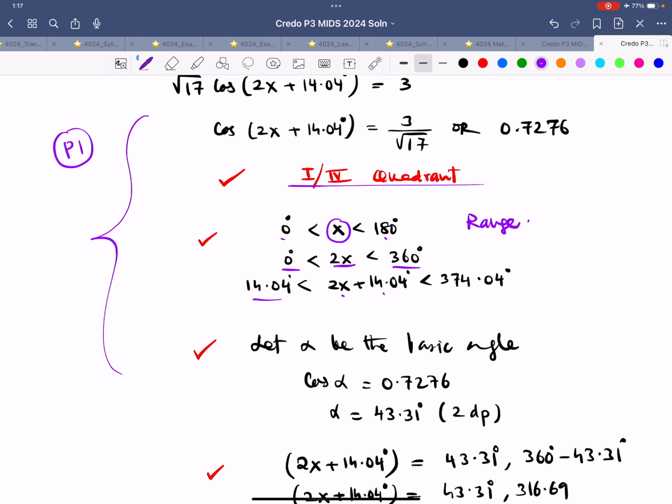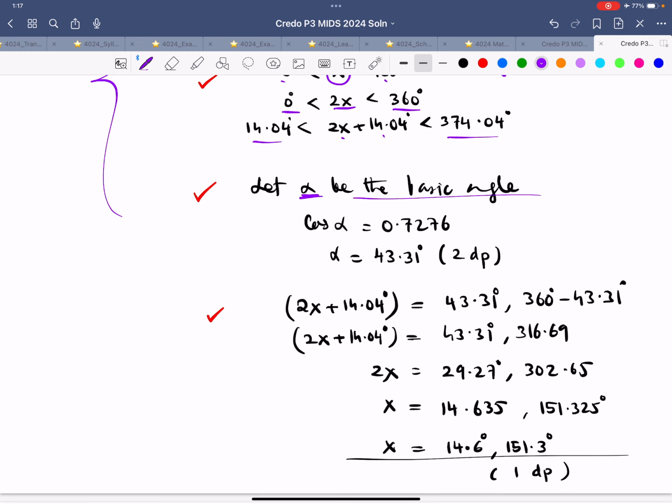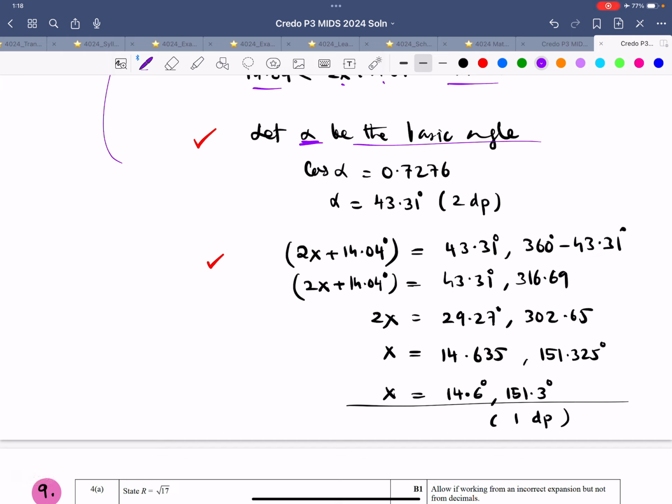2x plus 14 lies between such and such. And let alpha be the basic angle. This is another alpha. That alpha was for part of the formula. This is another alpha. If you're not comfortable, use any other symbol. Cos alpha is this thing. Alpha comes out to be 43.31. Work in 2 dp. So now we are working towards the final answer, that is 2x plus 14 degrees. I'm just not reading out the decimals. 2x plus 14 something is this thing in the first quadrant, 360 minus basic angle in the second quadrant.